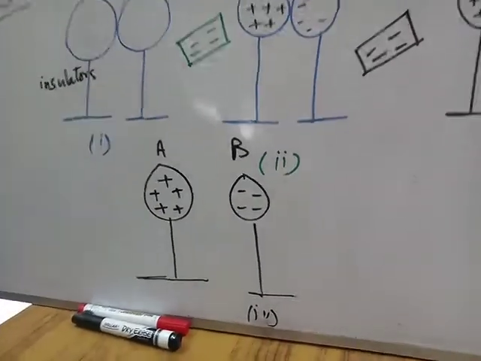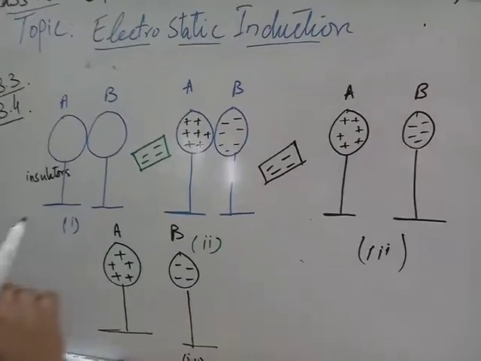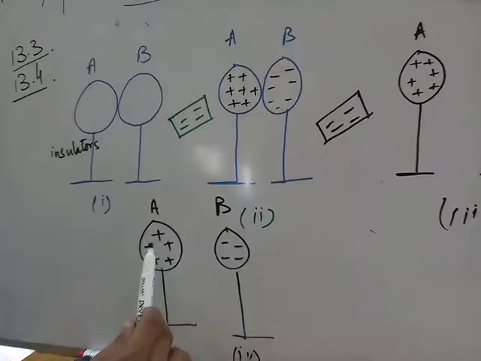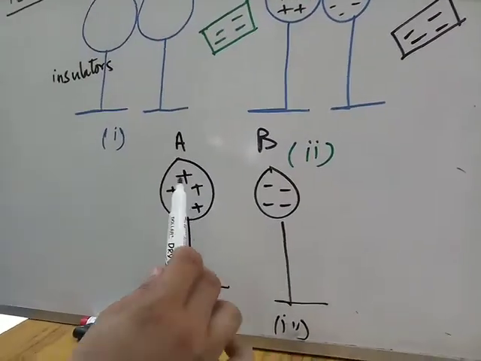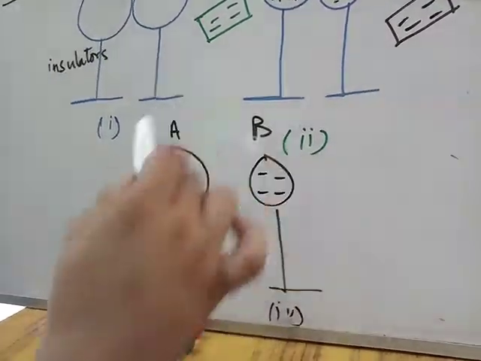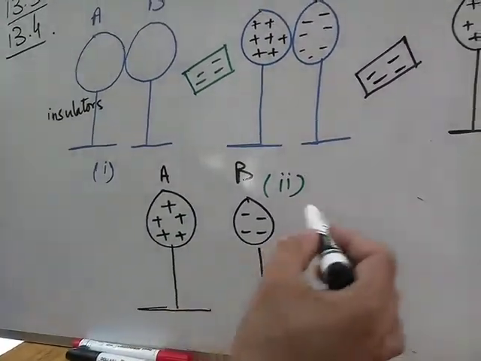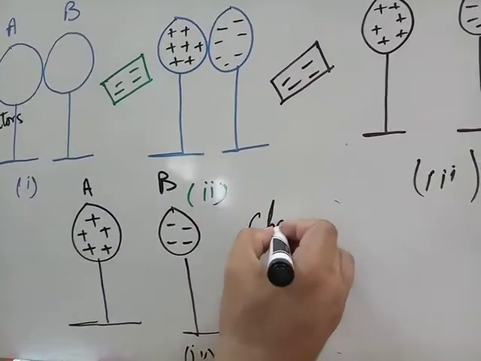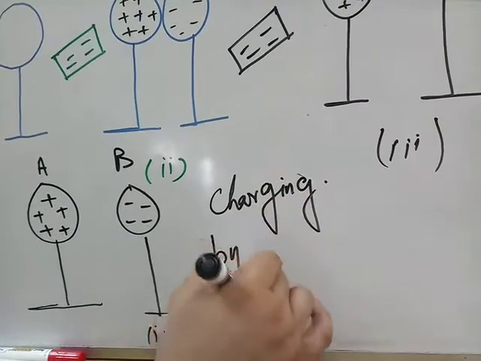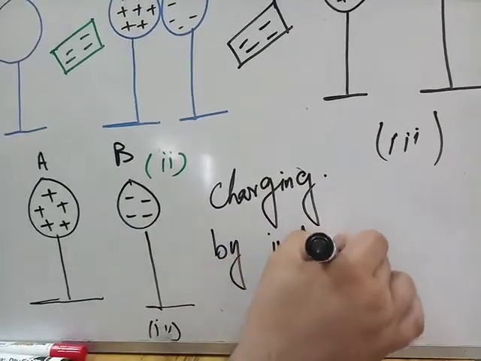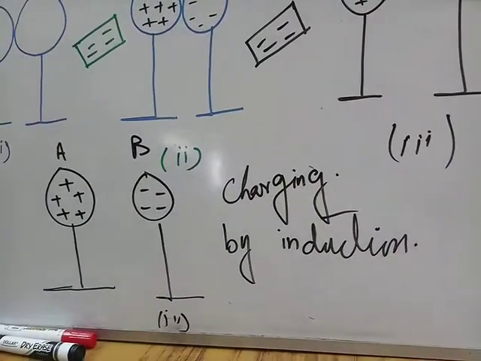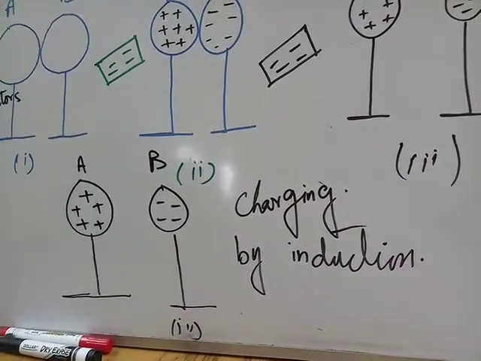This activity shows that in this process equal and opposite charges appear on each metal sphere. This process is called charging by induction. This whole process is called charging by induction. Let me explain what is meant by induction.